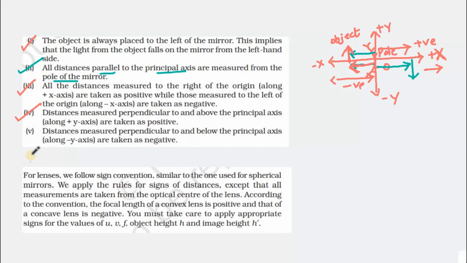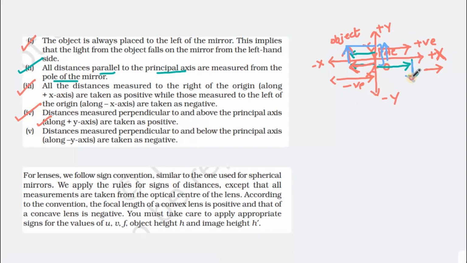Then the fourth one is distances measured perpendicular to and above the principal axis, that's along the positive y-axis, are taken as positive. If I have to measure the height of this object, I have to draw a perpendicular to it on the y-axis. So this direction is along the positive y-axis. So the height of this object will be a positive quantity.